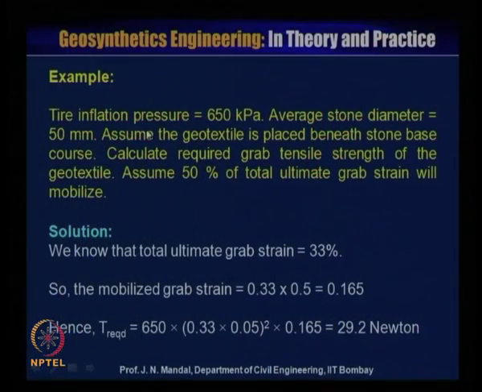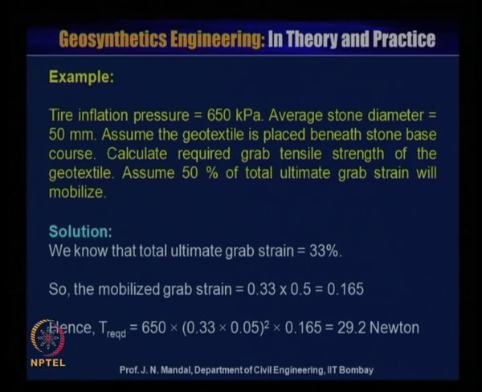Here one example is shown: the tire inflation pressure is equal to 650 kilopascal, and the average stone diameter is equal to 50 millimeter. Assume the geotextile is pressed beneath the stone base course, and calculate the required grab tensile strength of the geotextile. Assume 50% of total ultimate grab strain will be mobilized.